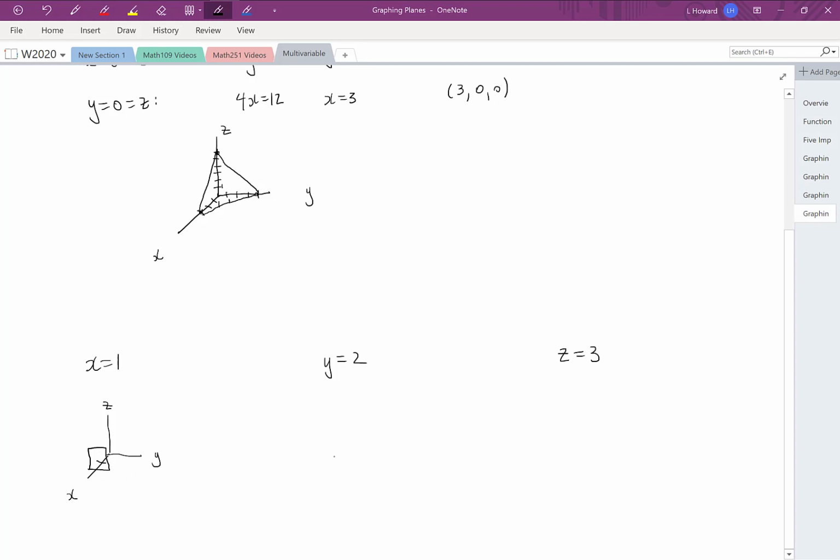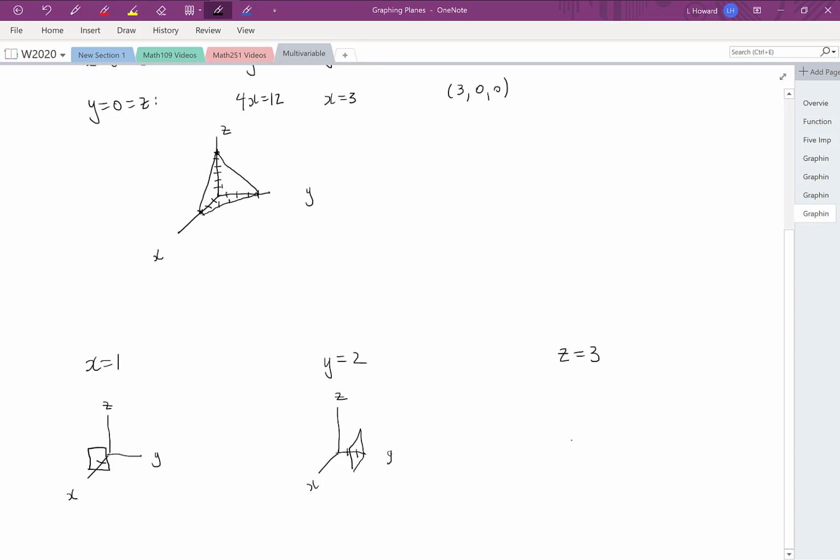Similarly, if we wanted to draw y equals 2, this time I'll label all the axes here. We could think about moving 2 units to the right, in the y direction. Then this plane would be traveling parallel to the XZ plane. The way we might draw that is to draw a couple of sides of a parallelogram that look like they're parallel to the XZ plane. It's the XZ plane just shifted 2 units to the right to capture all the points where y equals 2.